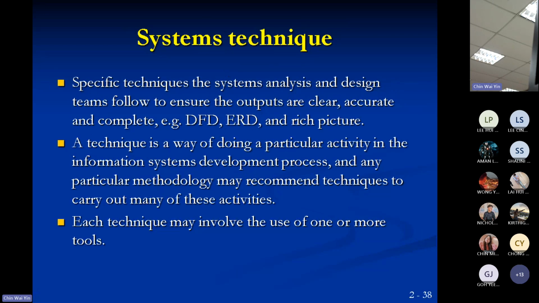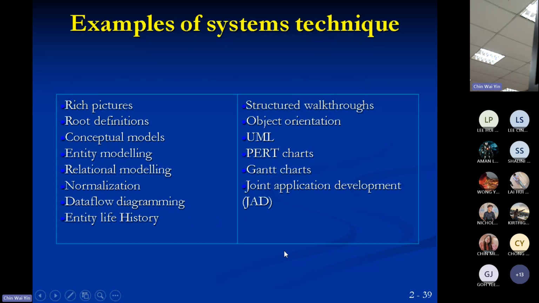The term system techniques refers to specific techniques the systems analysis and design teams follow to ensure outputs are clear. It is a way to present an output, a way to present a design, a way to do things, such as DFD, ERD, and rich picture. So it's a way of doing a particular activity, and each technique may involve one or more tools. That means software, right? So tools are basically software. These are some examples of techniques.